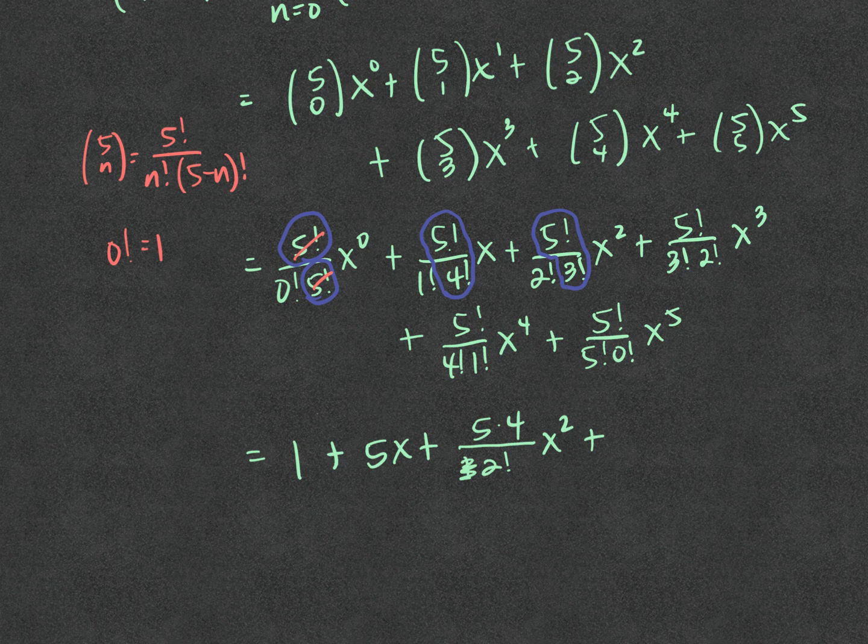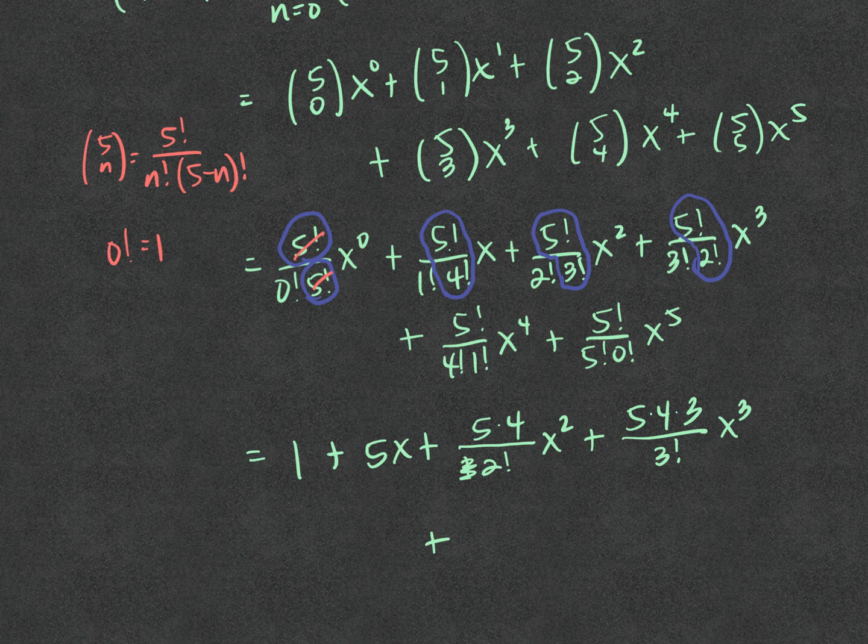Plus, now I really would like to cancel the 5 and the 3, but I'm going to follow their pattern. So we have 5 times 4 times 3 because that cancels with the 2 factorial. We have 3 factorial on the bottom. But you can see how this builds the series and how the factorial in the denominator matches the power of the variable x. So that works out nicely for us.